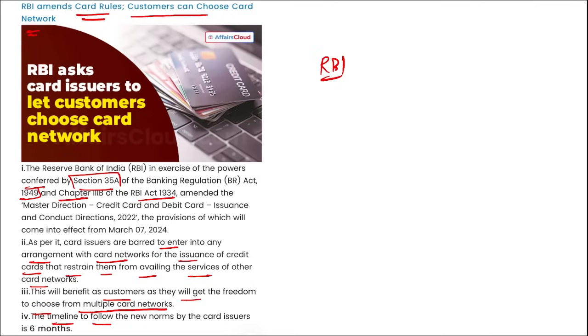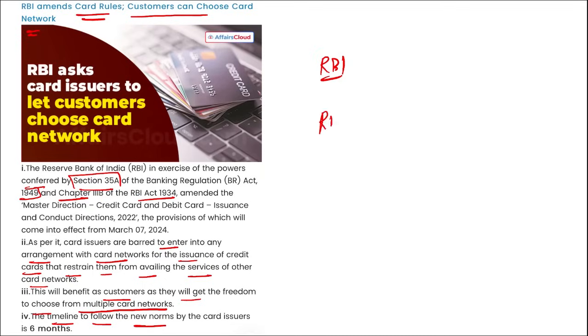The timeline to follow the new norms by the card issuers is 6 months. Right, that within 6 months they have to comply with this, and they have to make sure that the customers can choose which kind of network they want. Rupay network, right, or they want Visa, or they want MasterCard, and so on.